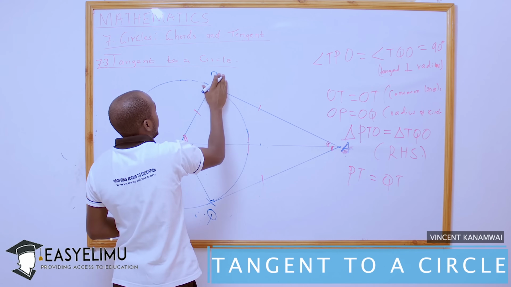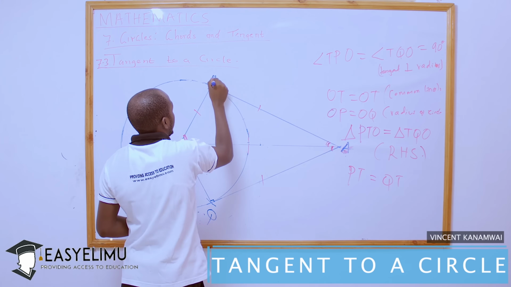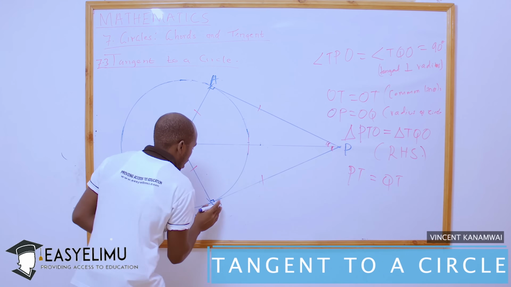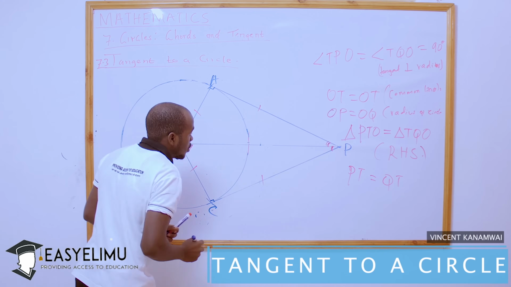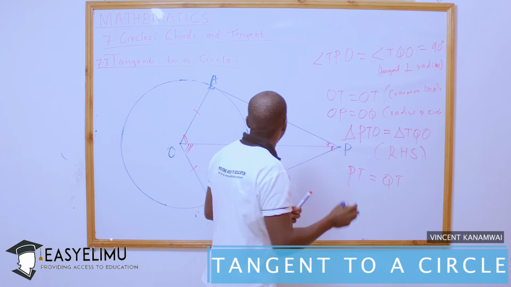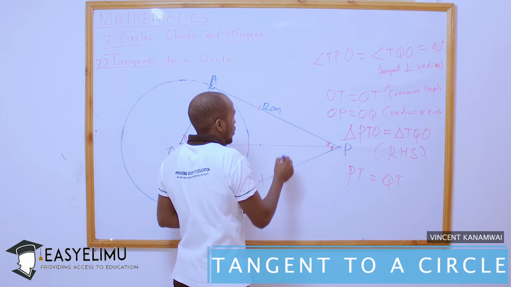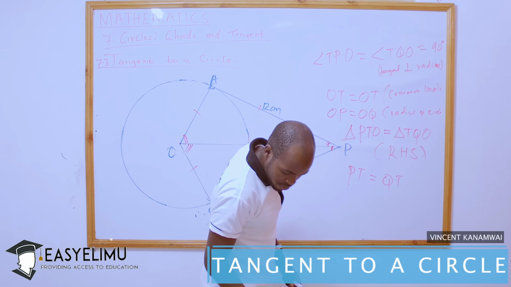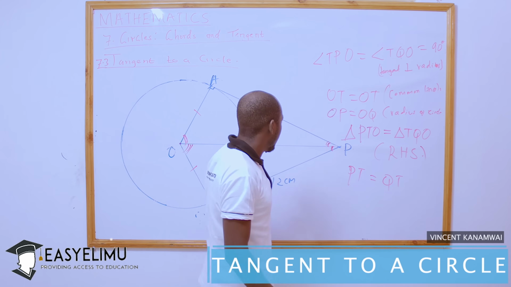This is A, this is P, and this one is C. So PA is 12 centimeters and PC is 12 centimeters each. So we have been told to find OP.